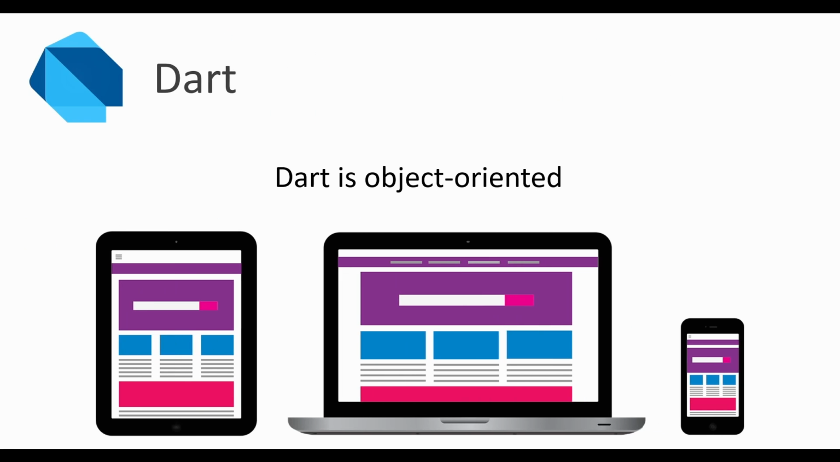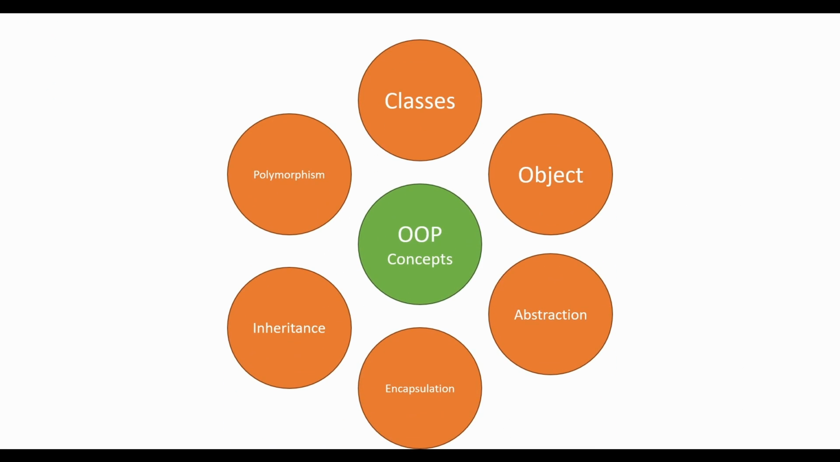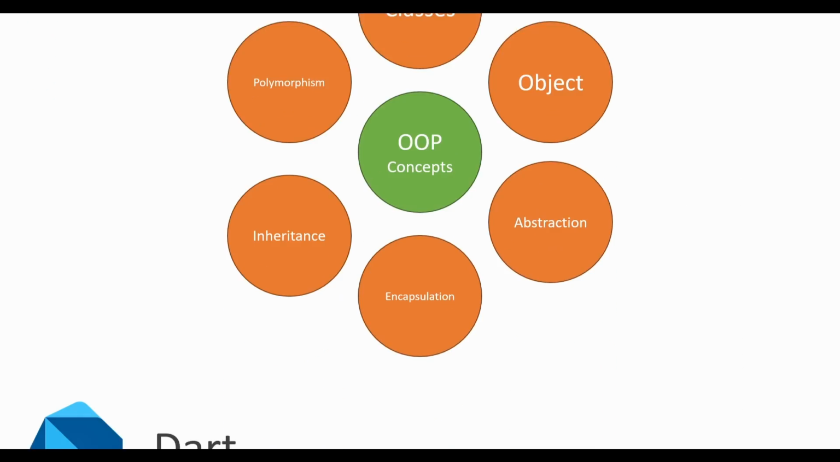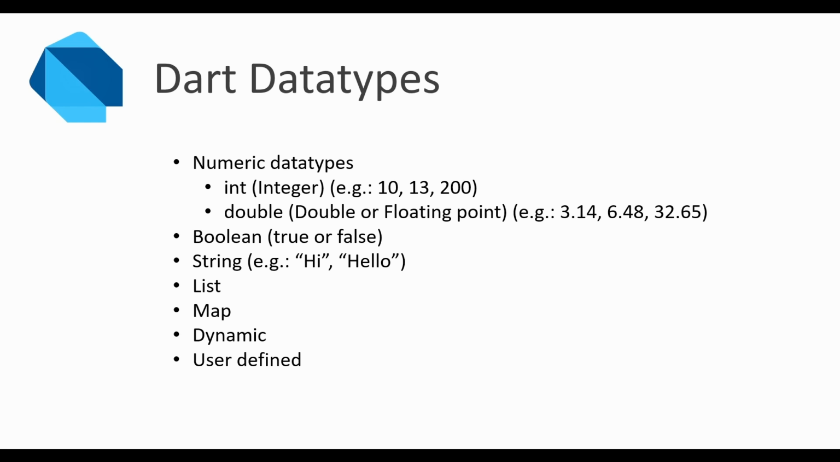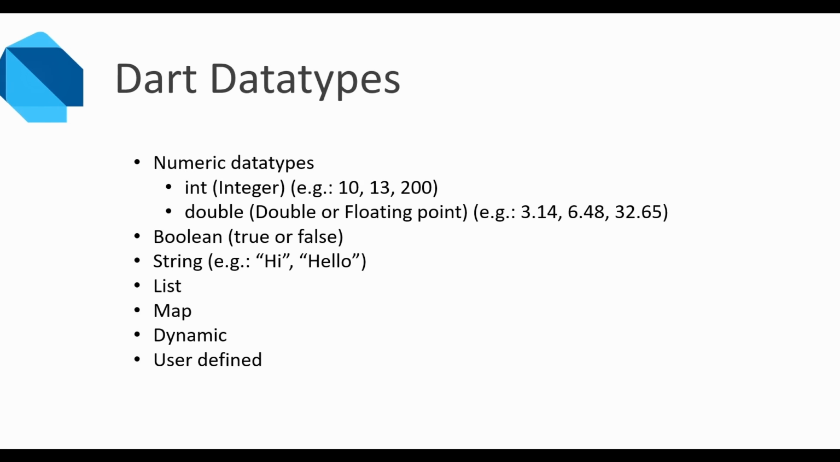Previously, on the Forgotten Flutter show, we saw that Dart is an object-oriented language and follows concepts of object-oriented programming. We also discussed variables, which can be used to store information to be used later in the program. Finally, we discussed the different data types that are supported by Dart.